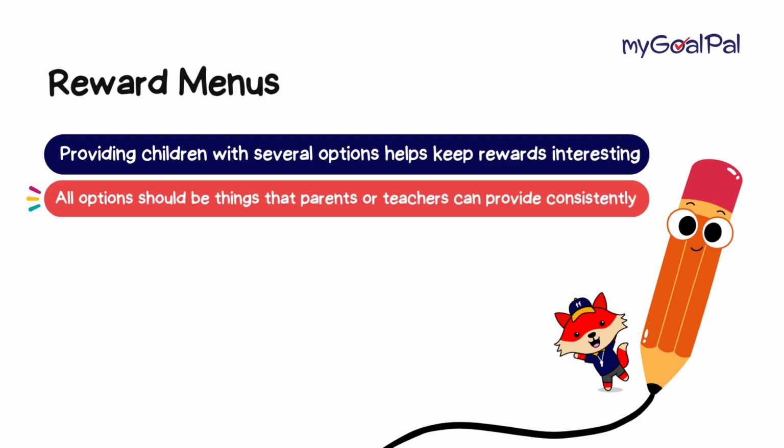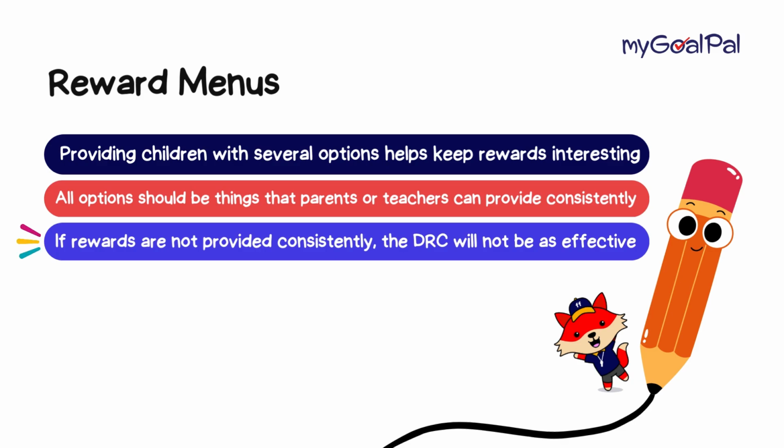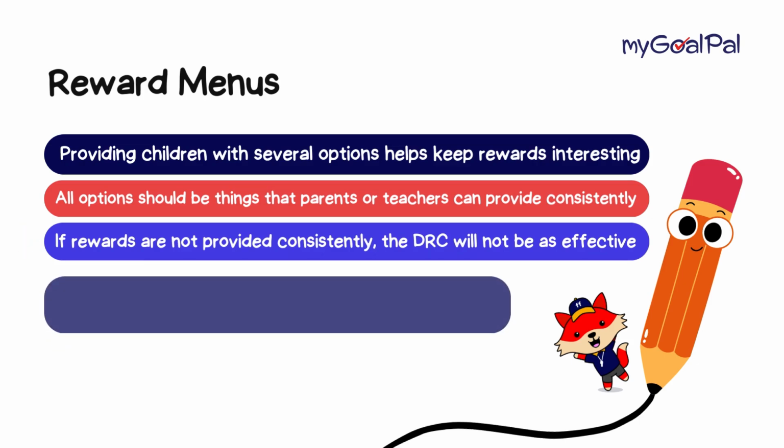It is also important that all options on the reward menu are feasible to provide consistently when earned. Failing to provide rewards consistently is one of the most common pitfalls of the DRC, so caregivers and educators should carefully consider this when selecting rewards.